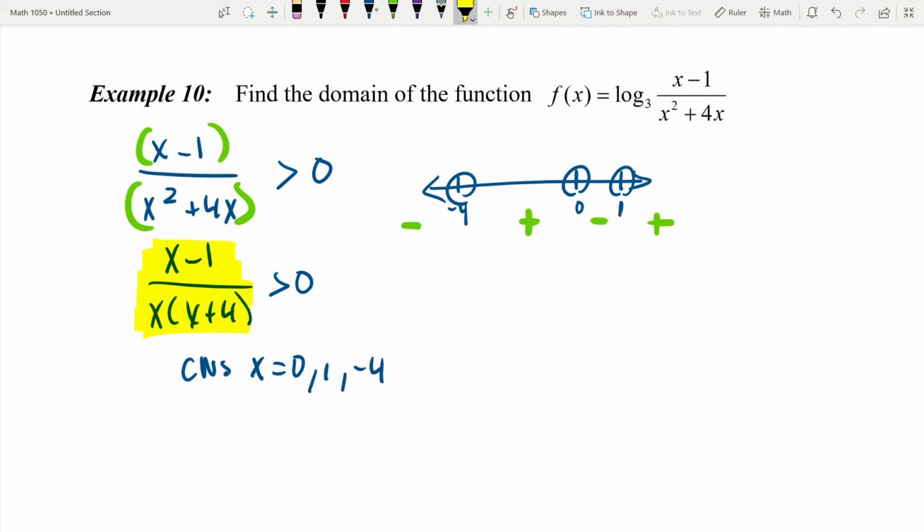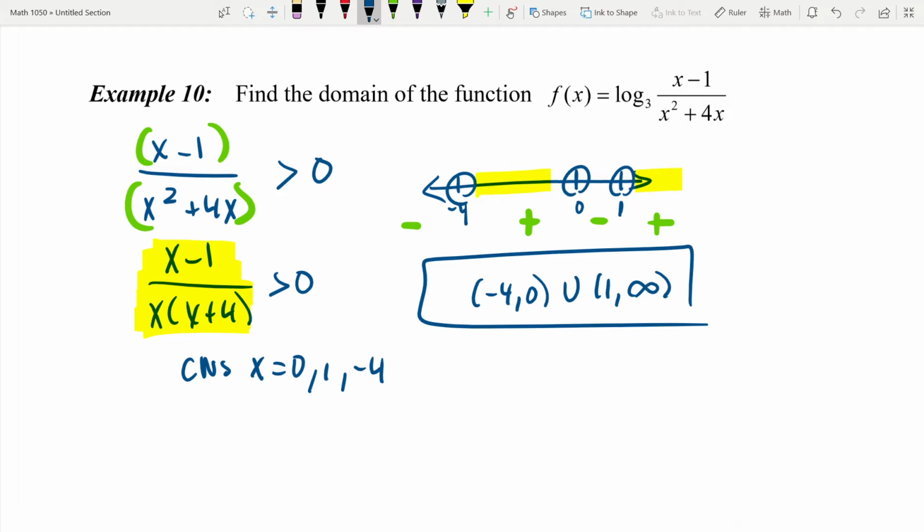Okay, I'm looking for where it's positive, so that would be here and here. So my final answer is negative 4 to 0 with a parenthesis, union 1 to infinity. Don't just connect all the points with no union.